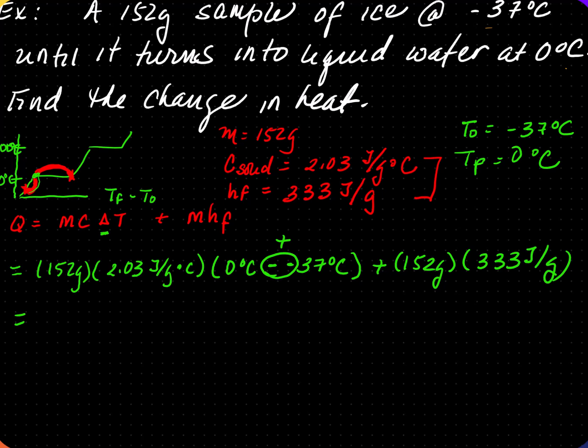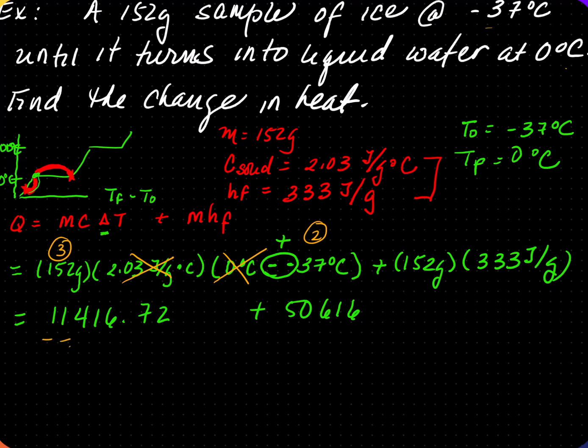So we're going to first multiply mc delta T and get 11,416.72. And then mHF, which is 50,616. So now we do sig figs. The 0 that is given in the problem does not count because we just picked that number. The mass has 3 sig figs. This is a constant, we ignore, and the temperature has 2 sig figs. So for Q equals mc delta T, there is 2. So we start on the left, go to the first non-zero digit and count 2. 1, 2. Look 1 to the right. It is less than 5, so it stays. So that's 11,000.